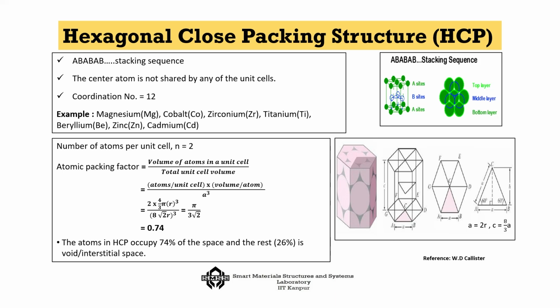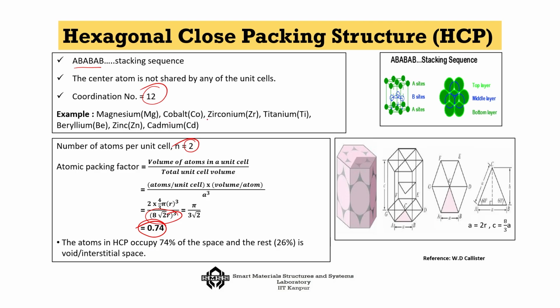Now, if you go for another pattern which is called the HCP or hexagonal close packing structure, and that is something like this, AB, AB, AB hexagons in it. It has a coordination number of 12 and here the number of atoms per unit cell would become 2. However, here you are going to get this also different because it is hexagonal in nature. So, you get the packing factor to be 0.74.